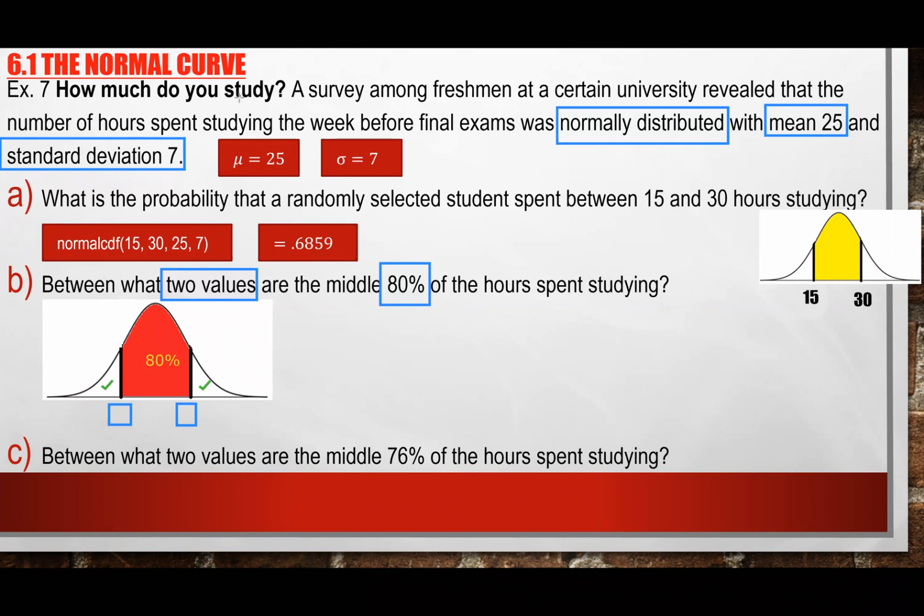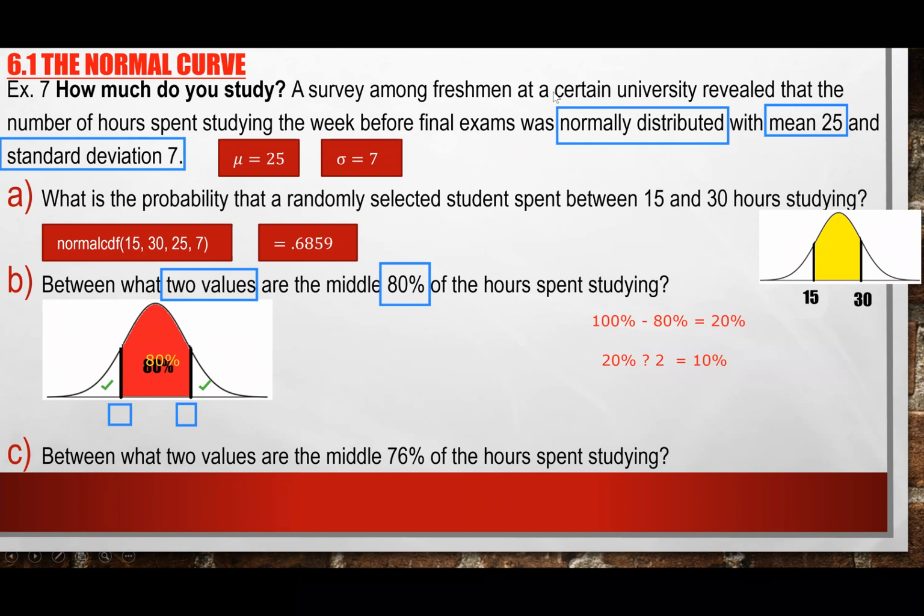If they give me the 80%, do you agree that I can take 100% minus the 80% that they give me, and that will give me 20% left? The total percentage is 100%, and if I take what they give me, which is the 80%, I have 20% left. But do you agree that there are two tails, or two sides? It's not just one side. Because there are two sides, I need to take this 20% and divide it by 2. So 20% divided by 2, do you agree that I have 10% on each side?